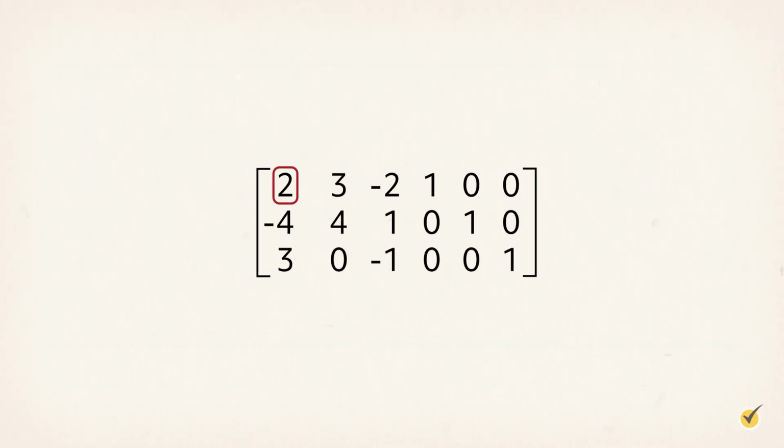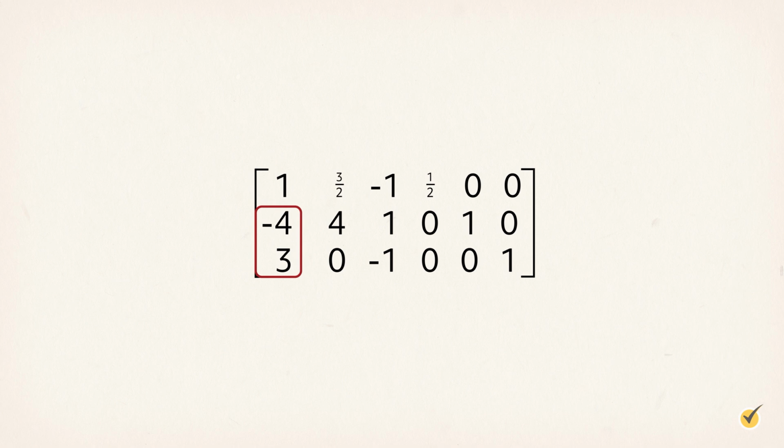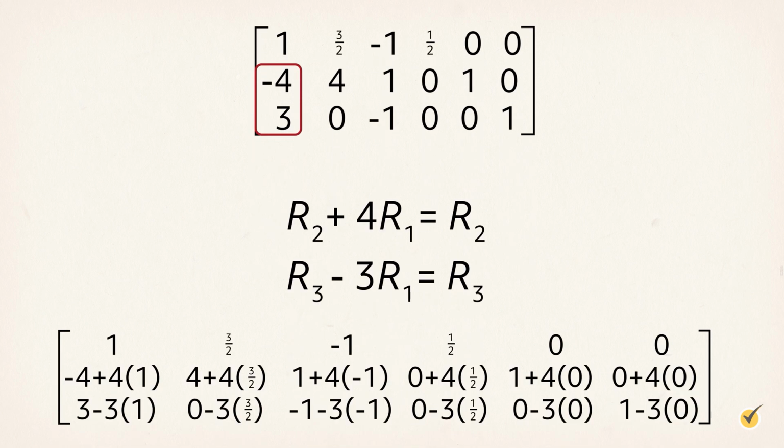First, let's turn the 2 into a 1. 1/2 R1 equals R1. Next, let's get zeros below the 1 in column 1. R2 plus 4R1 equals R2. R3 minus 3R1 equals R3.